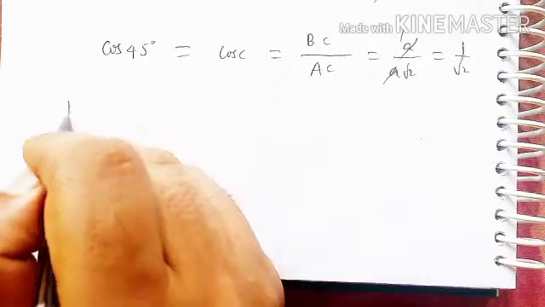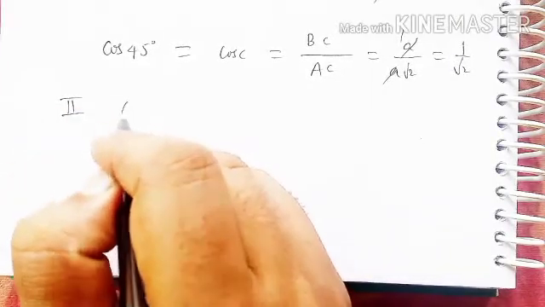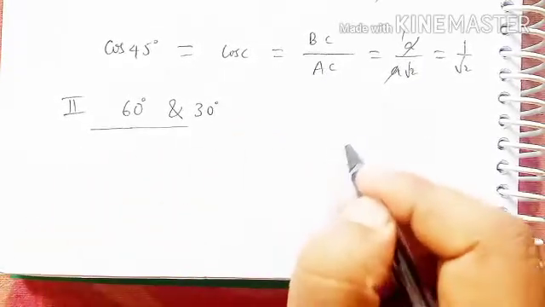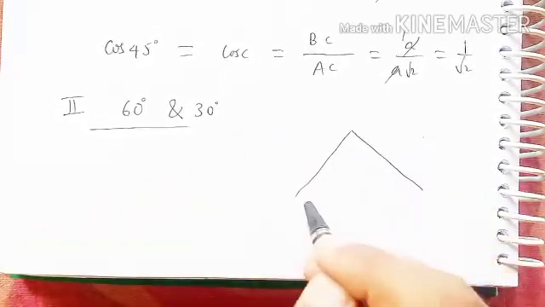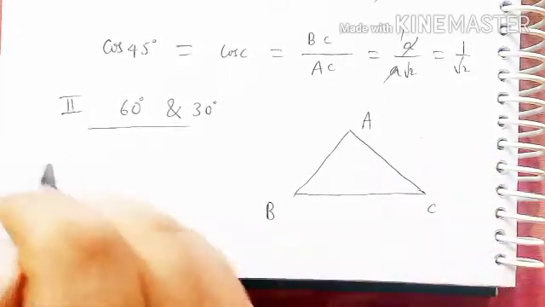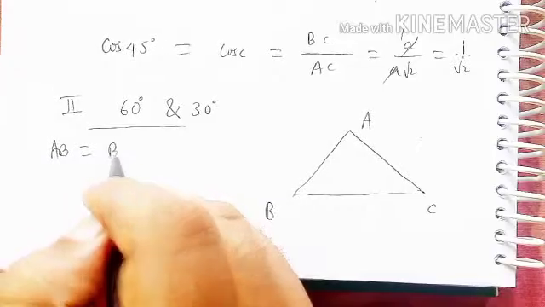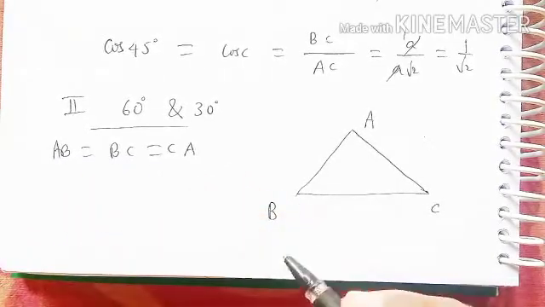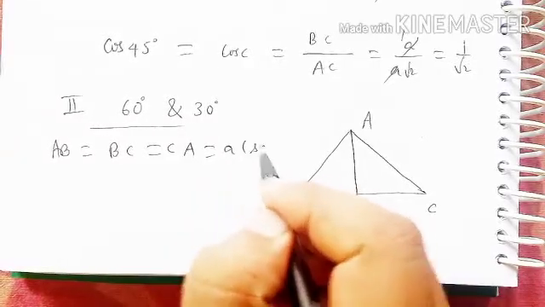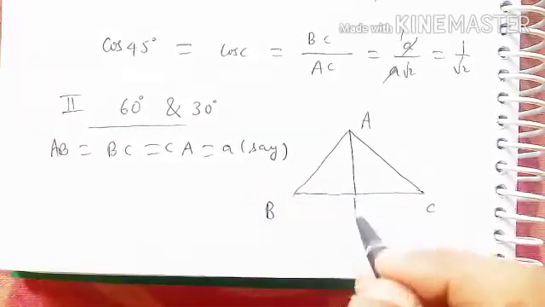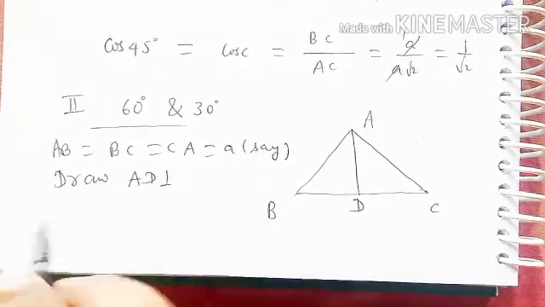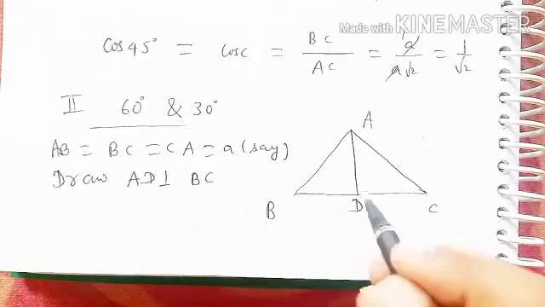Now for 60 degree and 30 degree, we have to make an equilateral triangle, because it has all sides equal. AB is equal to BC is equal to CA. Draw AD perpendicular to BC.